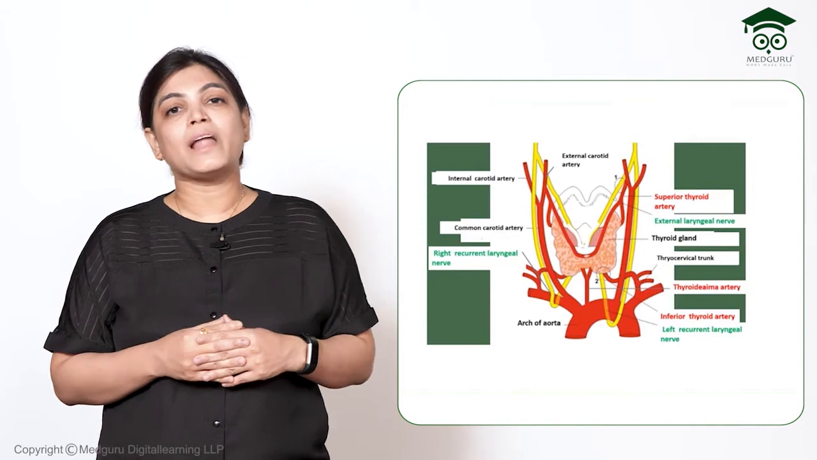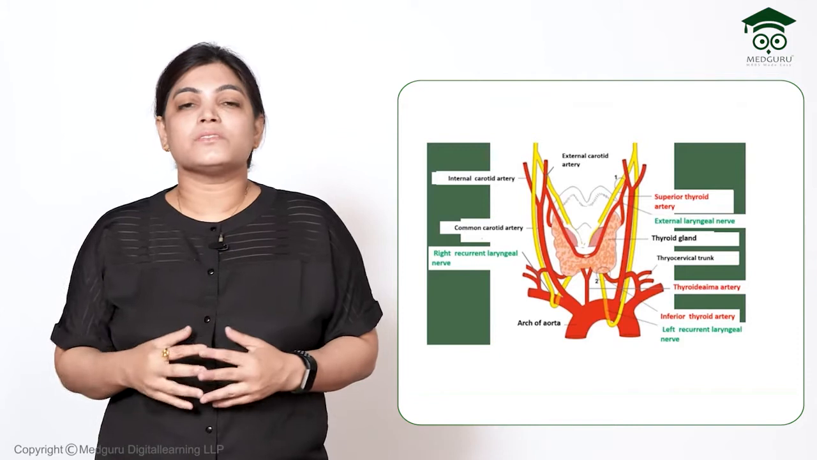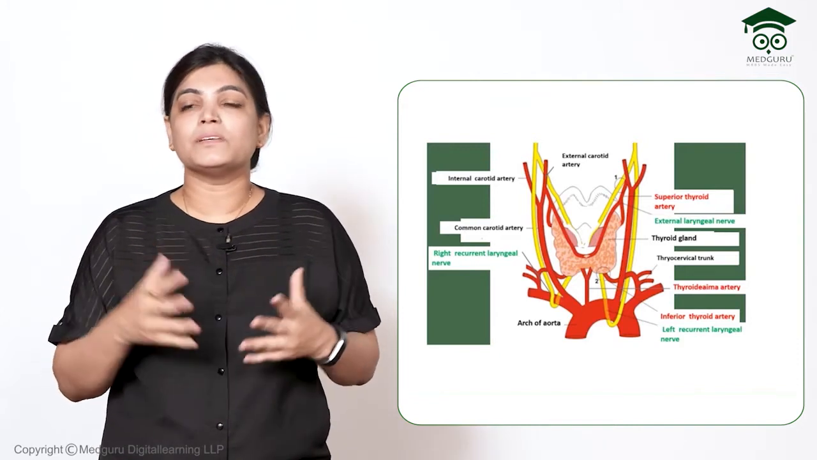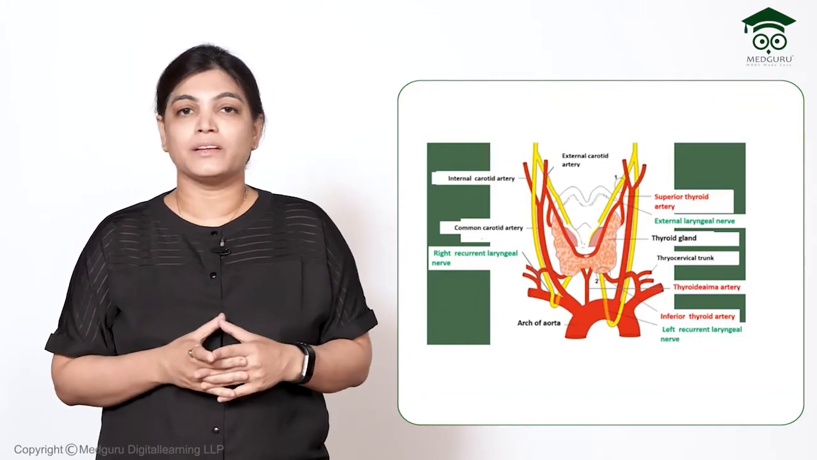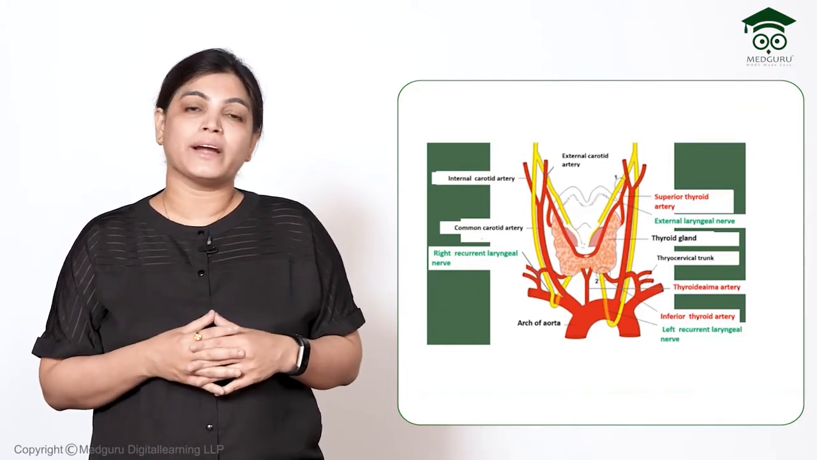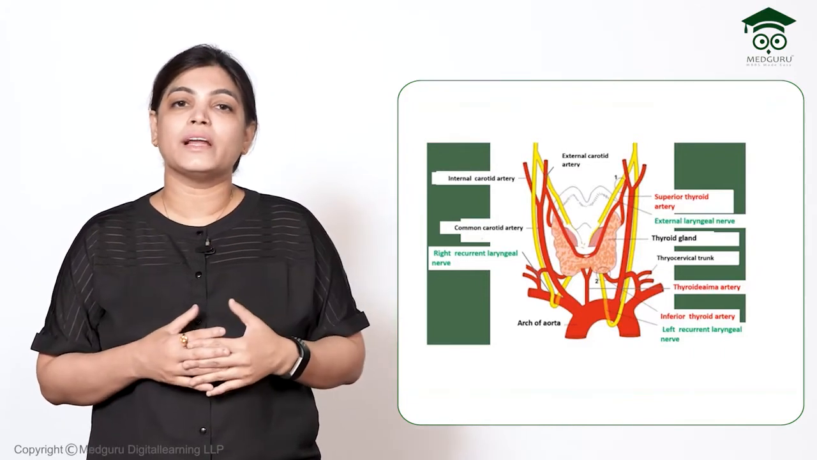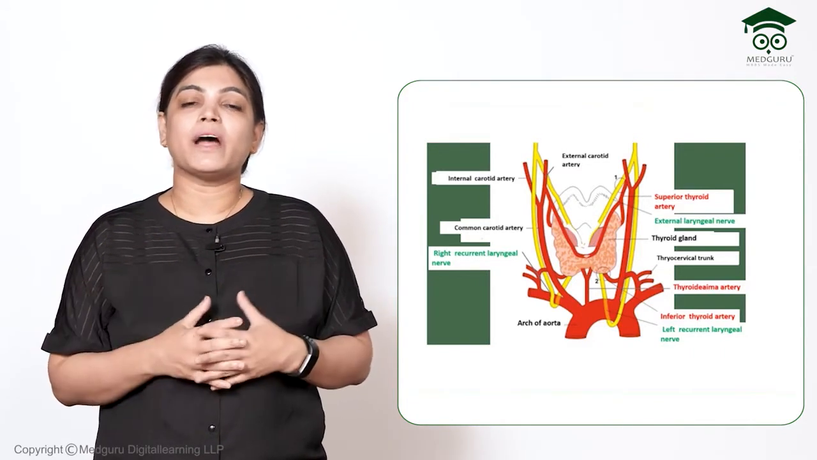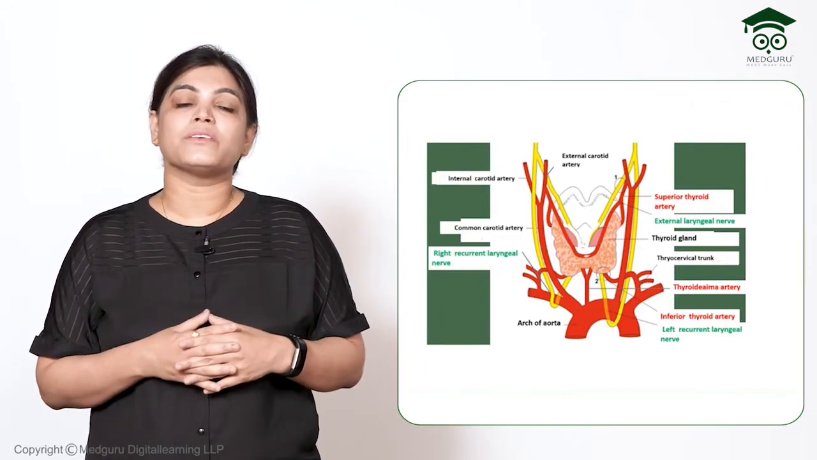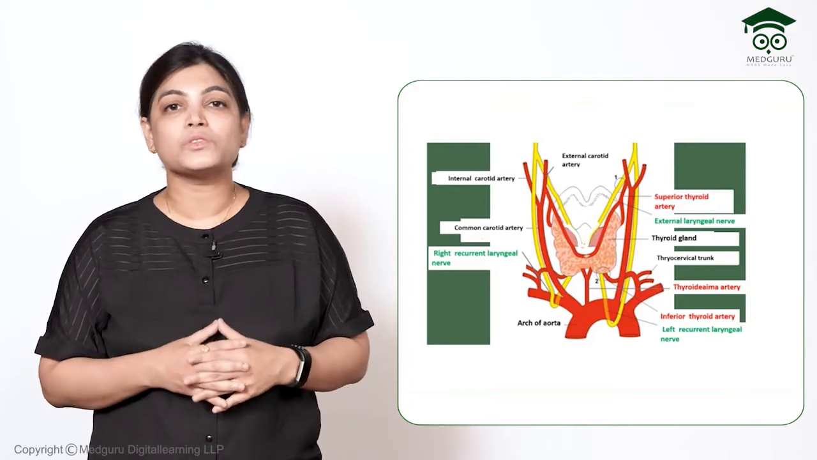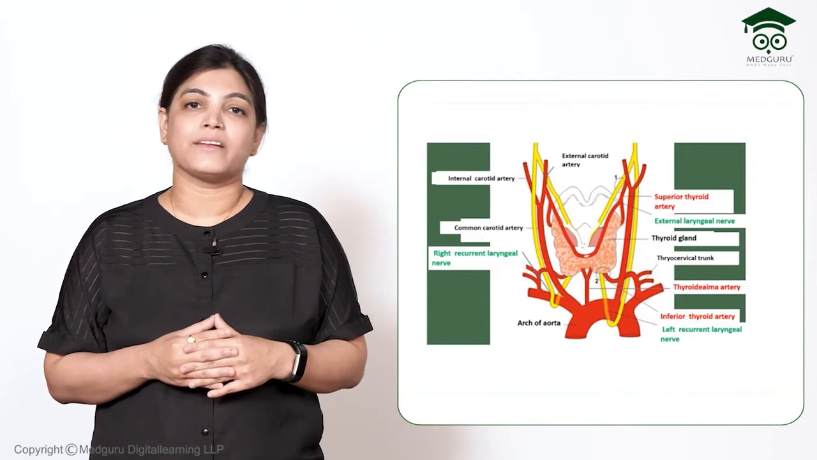Now coming to the applied aspect of the thyroid gland. Why have I stressed so much about the nerve relation? Because in cases of tumors or cancer, we want to remove the whole of the thyroid gland. That operation is called thyroidectomy. So if the surgeon wants to remove the whole thyroid gland, he or she should keep in mind the relation of the nerves. While ligating the superior thyroid artery, it should be ligated close to the apex so that we do not injure the external laryngeal nerve.